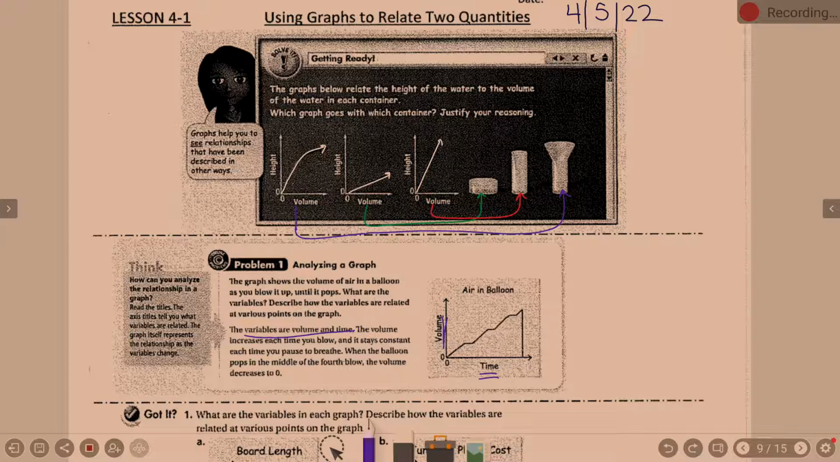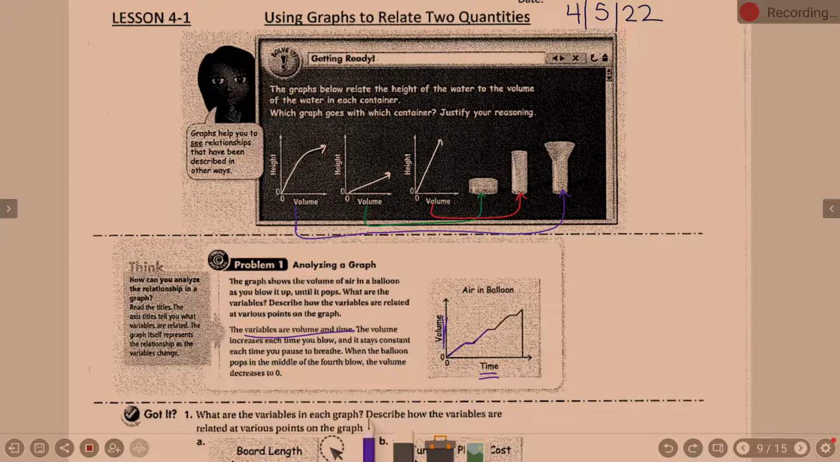As time is increasing, what's happening to the volume of the balloon? How much air the balloon holds is increasing because we are blowing the air into it. It's going up as time's passing, and it curves. So as time's passing, I'm blowing air into this balloon, and the balloon's getting bigger. What about right here? Why is it flat there? Take a breath, right? What happens when you take a breath? Is the volume still increasing? No. The volume pauses, right? And then what happens here?